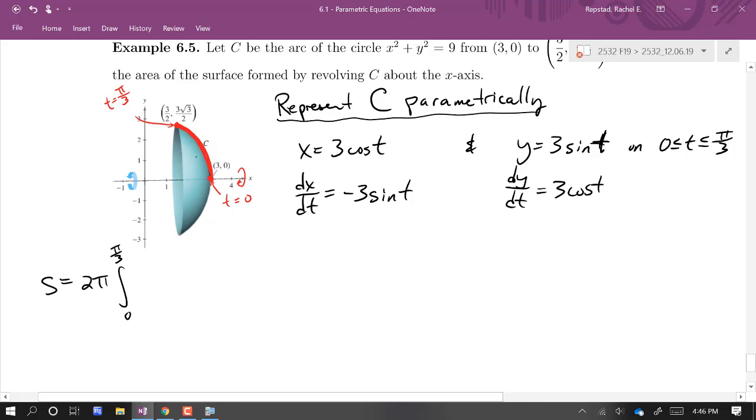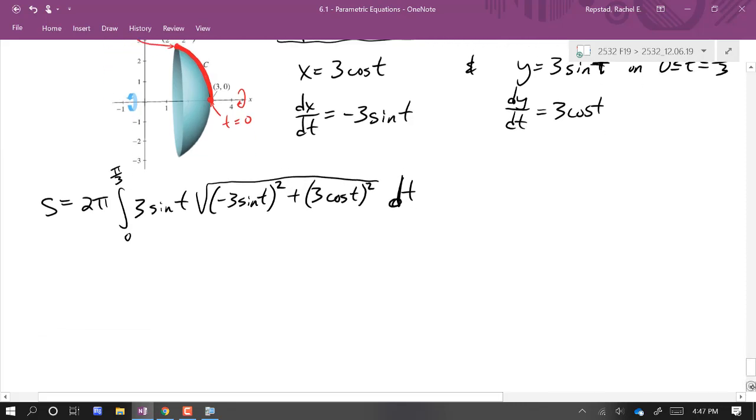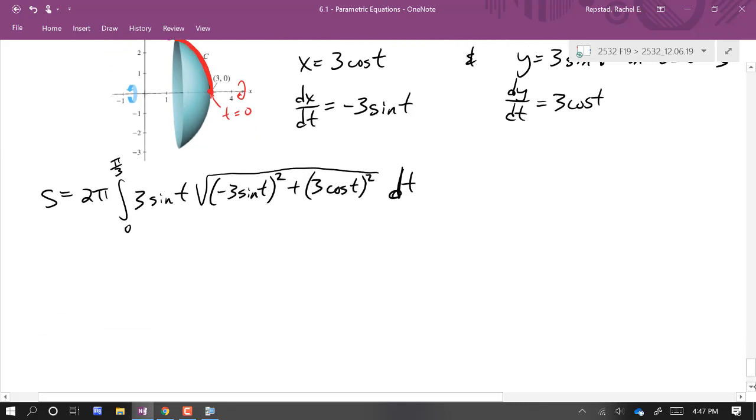So S is 2 pi times the integral from 0 to pi over 3. Our radius is g of t, the y function, so this is 3 sine t times the radical of, I'm going to add these squares, negative 3 sine t squared plus 3 cosine t squared, dt. There's the integral that represents that area. Couple things we'll do. I'm going to yank this factor of 3 outside and also square out those products inside.